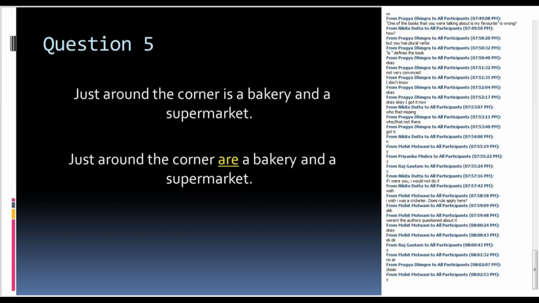Number 6. Just around the corner is a bakery and a supermarket. So there are two things, bakery and supermarket. So I cannot use is because there are two things. It has to be are. Just around the corner are a bakery and a supermarket.